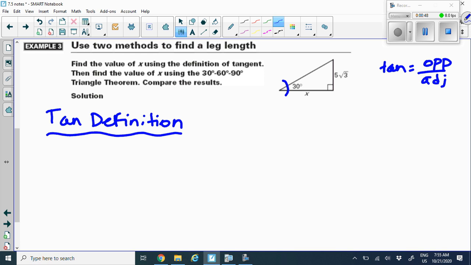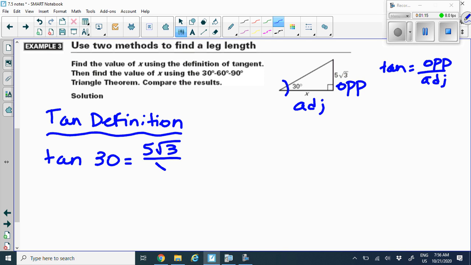So now let's find the opposite and adjacent sides here. The opposite side of 30 is going to be your 5 square root of 3, because that's across. And then the side that is closest to our 30 is going to be x, because that's adjacent there. Okay, let's set this up. We have tangent of 30 equals, we do our opposite, 5 square root of 3 over x.